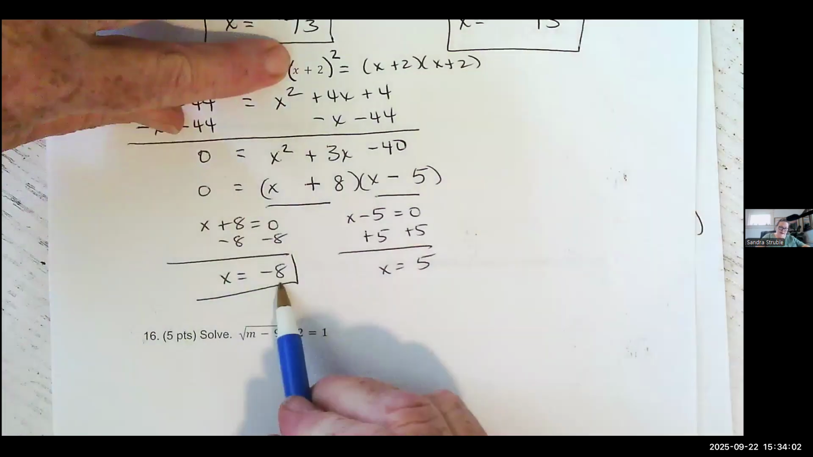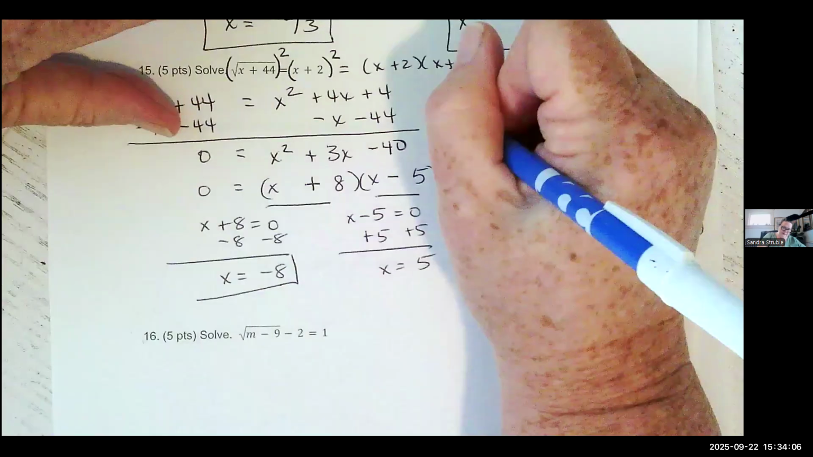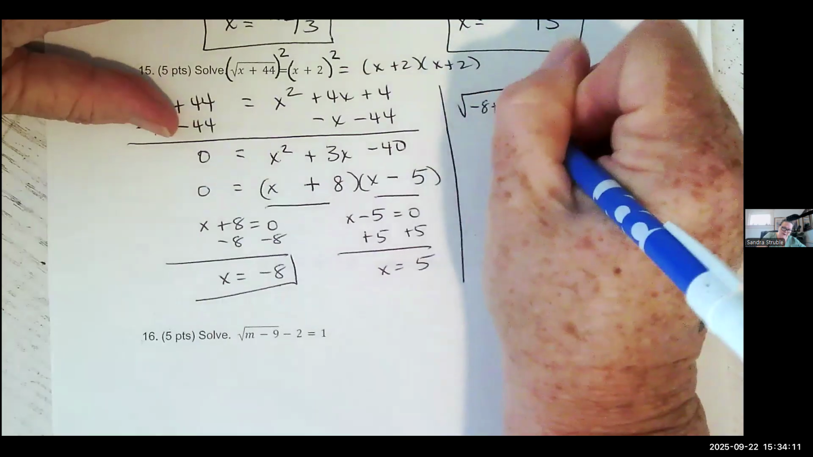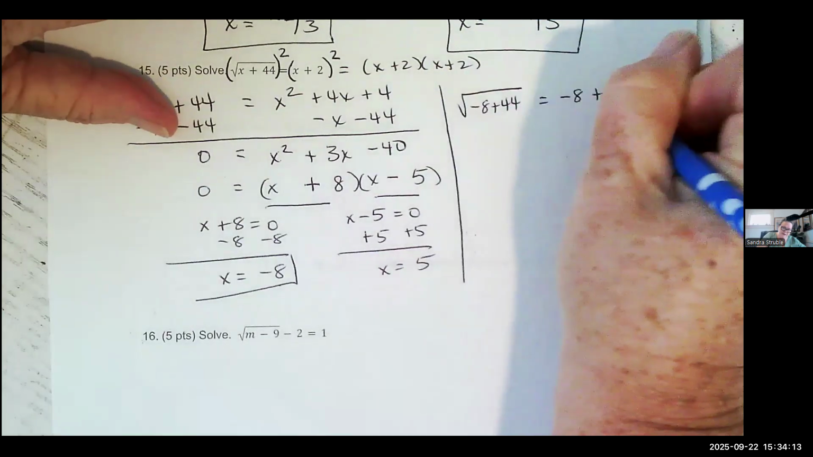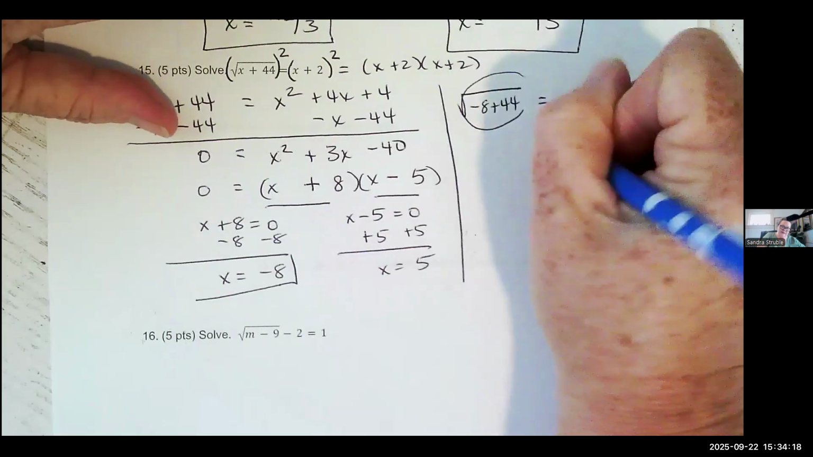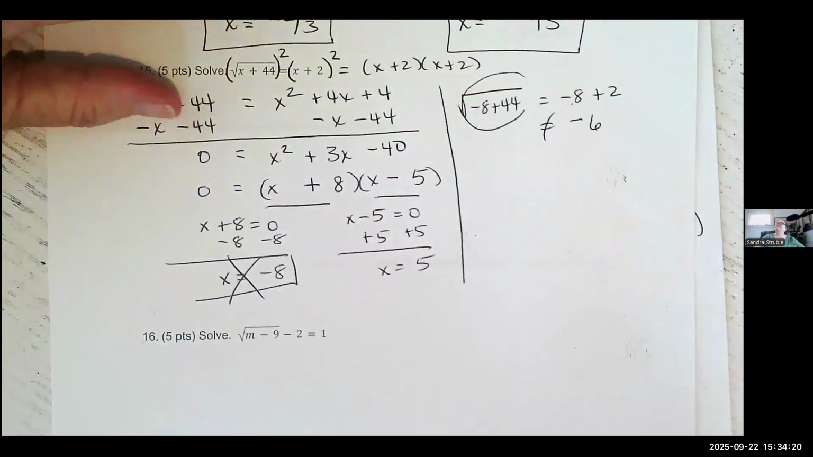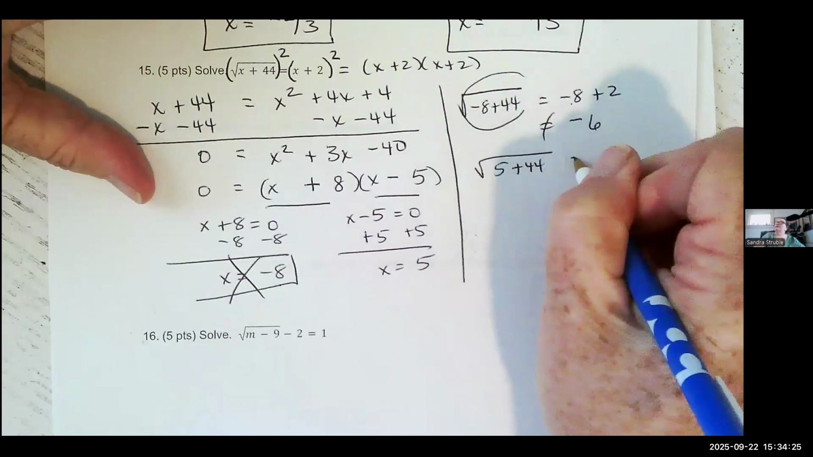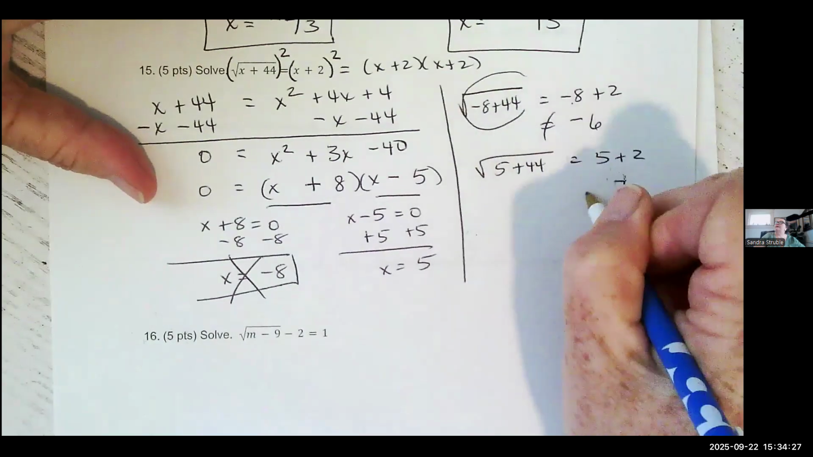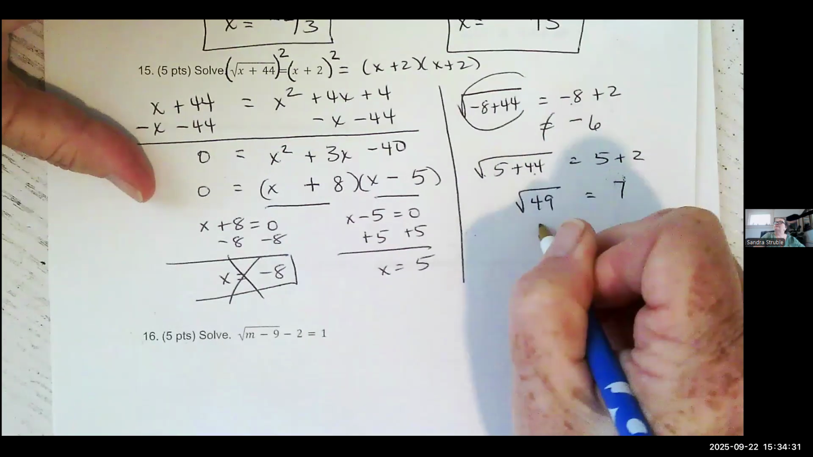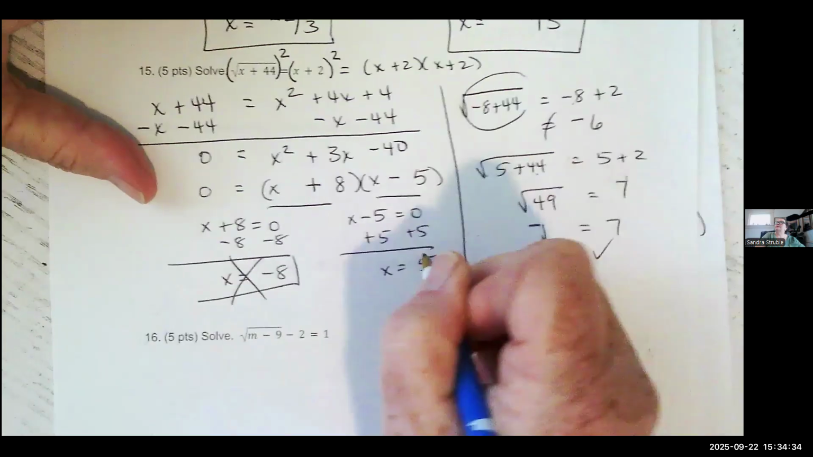Just putting my negative up here, negative 8 plus 2 is going to give me a negative, right? So if I've got square root of negative 8 plus 44 is equal to negative 8 plus 2, negative 8 plus 2 is negative 6. A square root cannot equal negative 6, so that's not an answer. 5: square root of 5 plus 44 is equal to 5 plus 2, that's 7. 5 plus 44 is 49, so that's 7 as well. So that works. This is my answer.